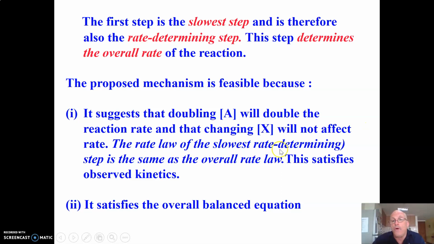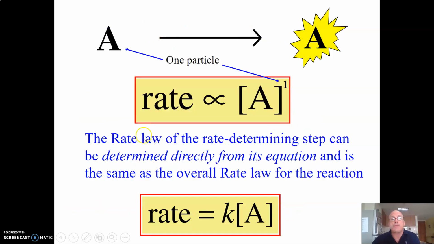And the rate law of the slowest rate determining step is the same as the overall rate law. Okay, I'll do that on the next slide. It satisfies the overall balanced equation as well. So here we go. This is showing what particles actually do. It's not a balanced chemical equation. It's actually showing an elementary step.